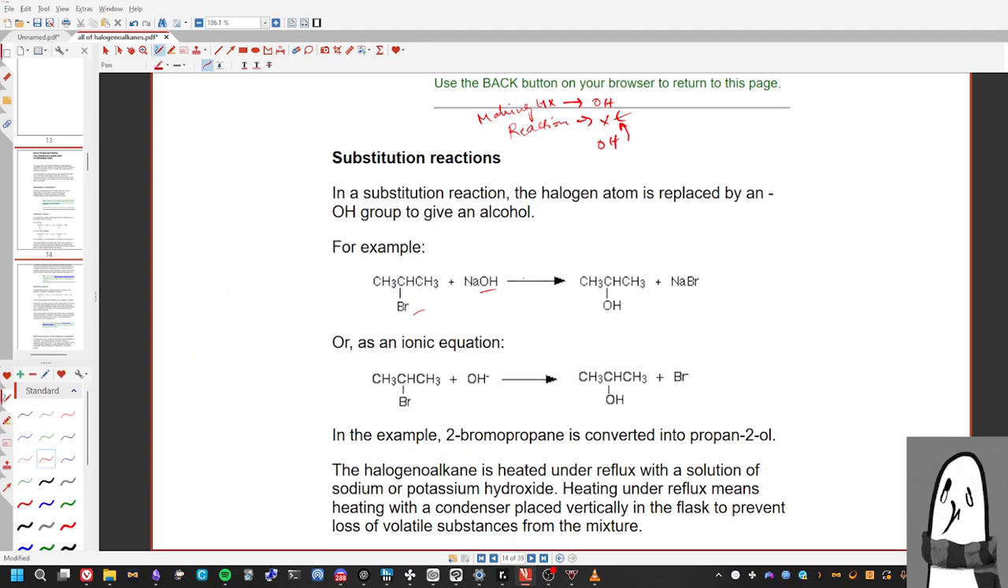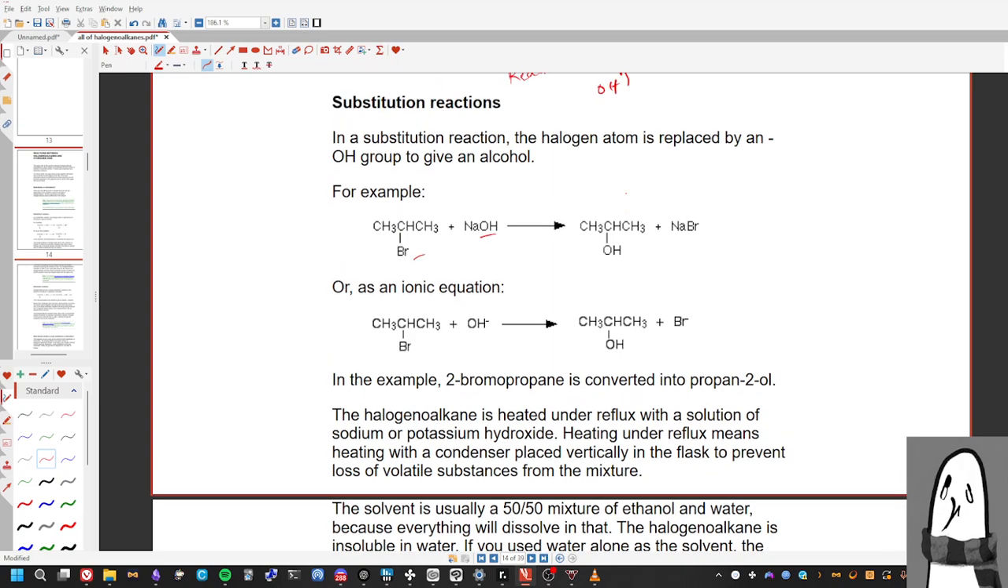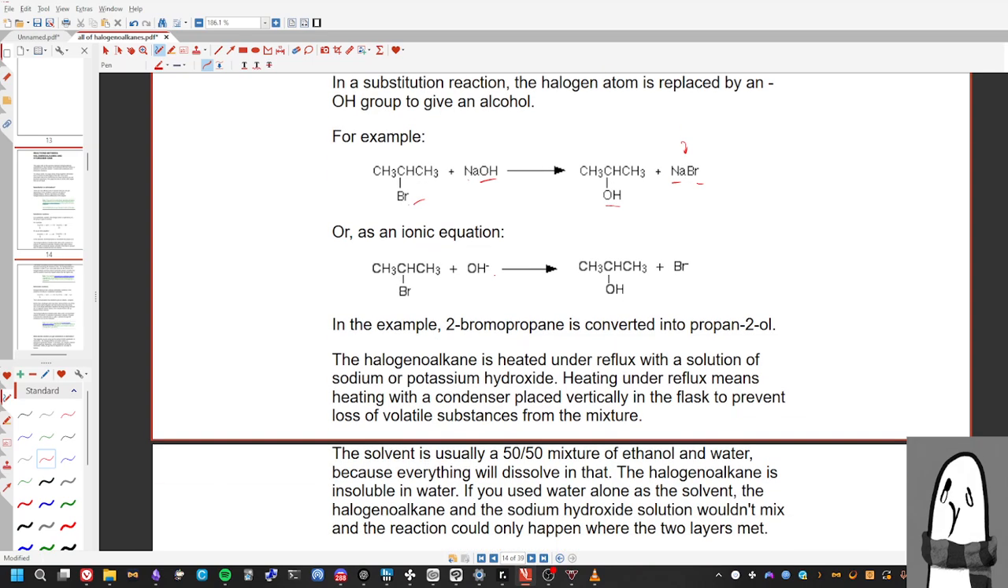So for example, you're going to have this, and take a look at the products. You're going to have NaBr as your side product, and your main product is obviously going to be your alcohol, the OH compound. So Br is going to react with Na, forming that.